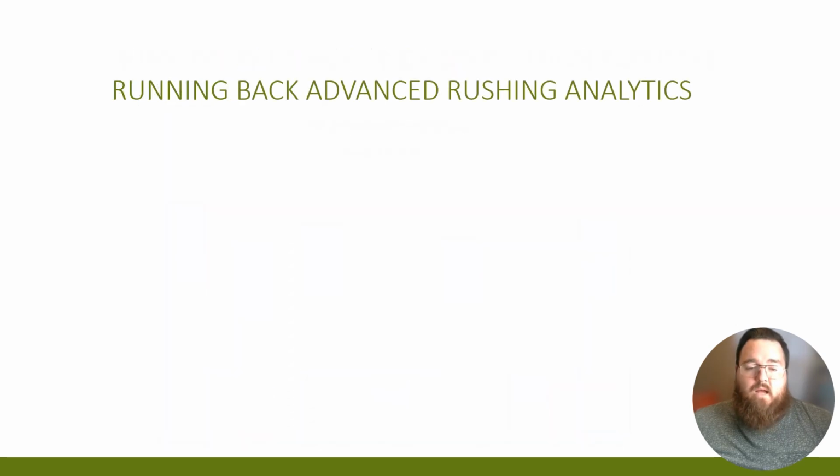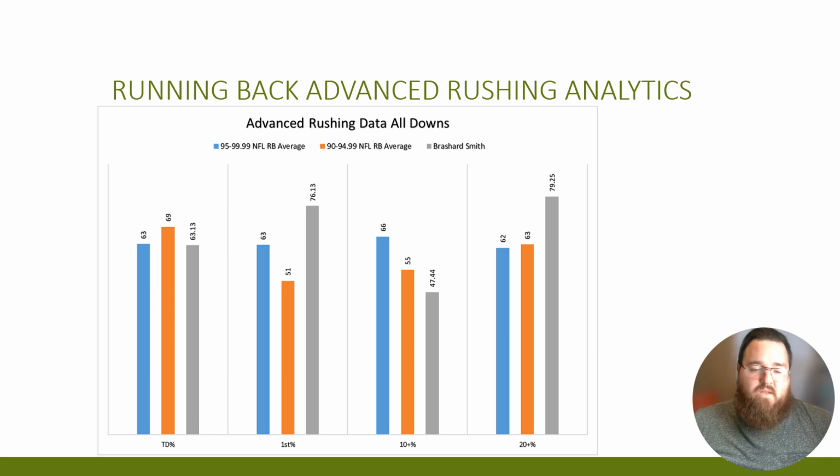Then, of course, you get to running back advanced rushing analytics. So this takes a look at his TD percentage as well, but from a different sample from 2009 until 2024. It also looks at his first down completion percentage on all downs and distances. It looks at percentage of 10 plus yard runs and percentage of 20 plus yard runs.